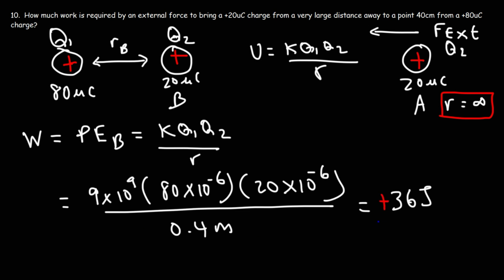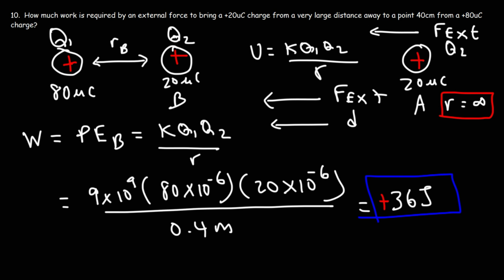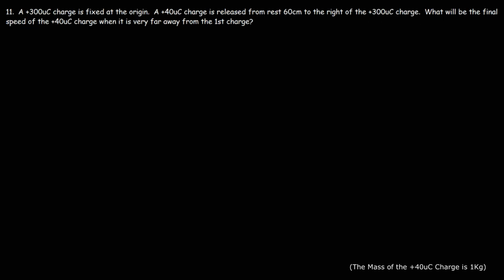So that's how much work is required by the external force to bring the positive charge to a distance of 40 centimeters from Q1. And we can see why the work is positive. The external force is directed west, and as we move Q2 from point A to point B, the displacement vector is also west. So because these two vectors are in the same direction, the work done by this external force will be positive.